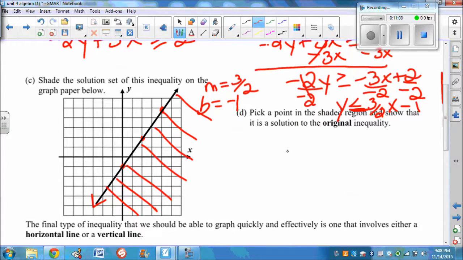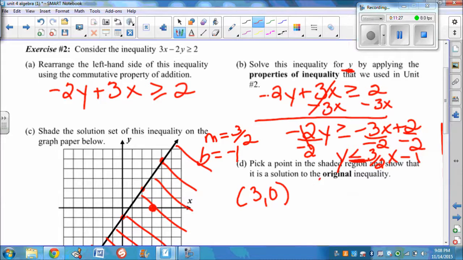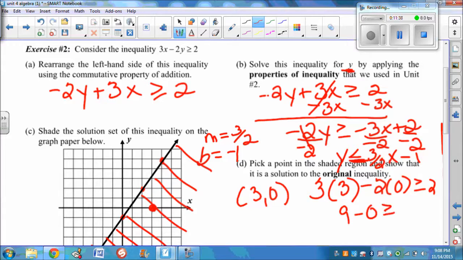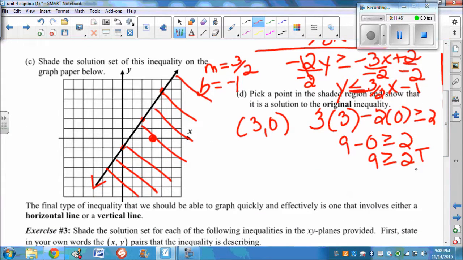And then when you're in doubt, pick a point in that region and then test it in the original inequality. So if I pick, I don't know, let's pick this point right here, which is 1, 2, 3, 0. So let's test (3, 0), and we always go back to the original, okay, to do our check to see that we shaded properly. So 3 times 3 minus 2 times 0, is that greater than or equal to 2? So we end up with 9 minus 0. And yes, 9 is certainly greater than or equal to 2. That is true. So yes, we did shade in the proper direction.